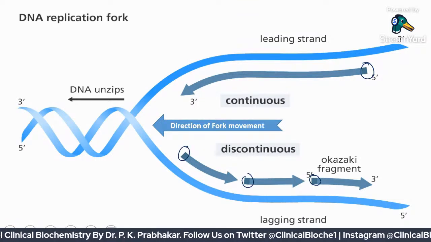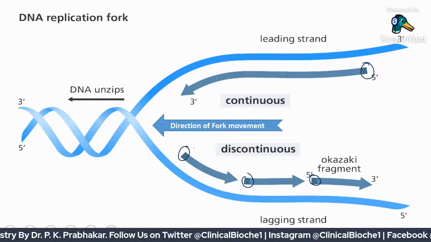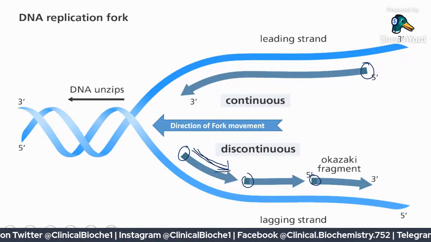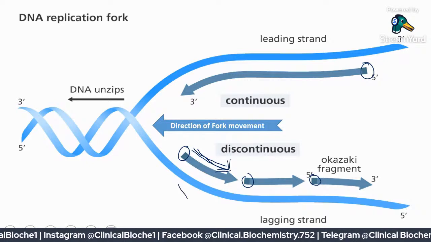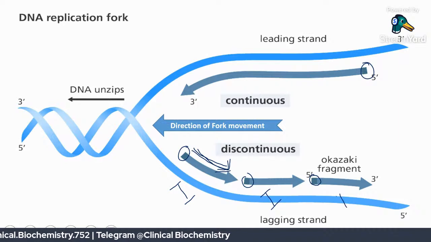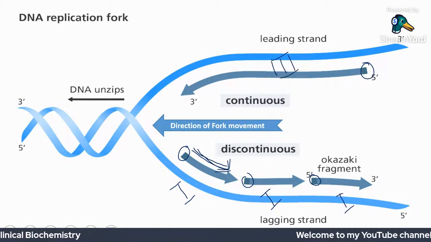Later on, this DNA synthesis occurs by which enzyme? Which DNA polymerase synthesizes this Okazaki fragment? DNA polymerase I. This is synthesized by DNA polymerase I, and this one is synthesized by DNA polymerase III. Clear?